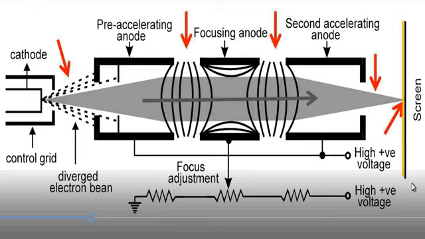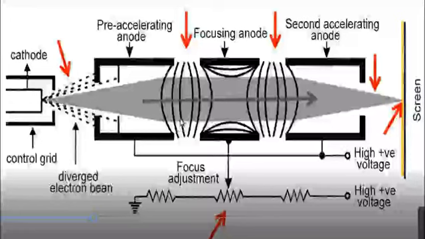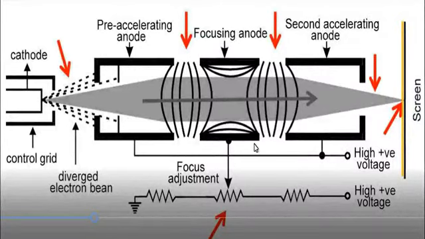This is a variable resistor and we can control the voltage on the front panel control of the cathode ray oscilloscope. As you can see, this variable resistor is connected to the focus adjustment. So internally what happens? It controls the focal point of the lens forming between the focusing anode and the second accelerating anode.